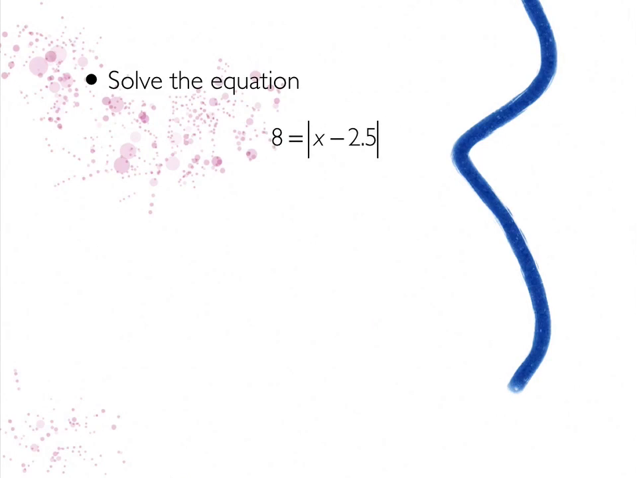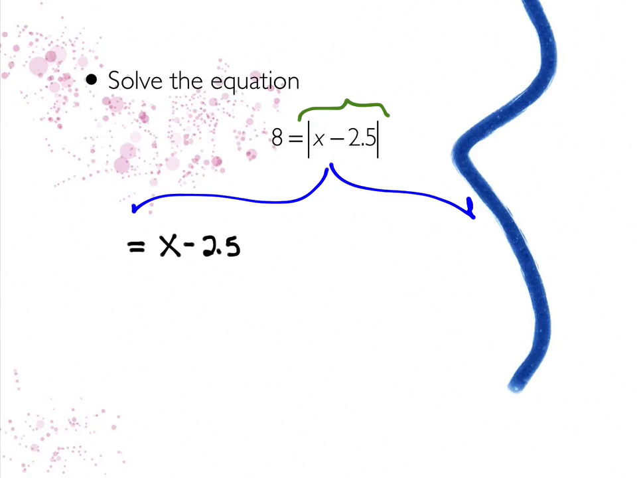8 equals the absolute value of x minus 2.5. Now for this one we have nothing to get rid of. Our absolute value term is already isolated. It's all by itself on this one side. So we're going to split this up again into two cases. So our absolute value of x minus 2.5 could be 8, or our absolute value of x minus 2.5 could also be negative 8. It's opposite. So just a quick one-step solution here.